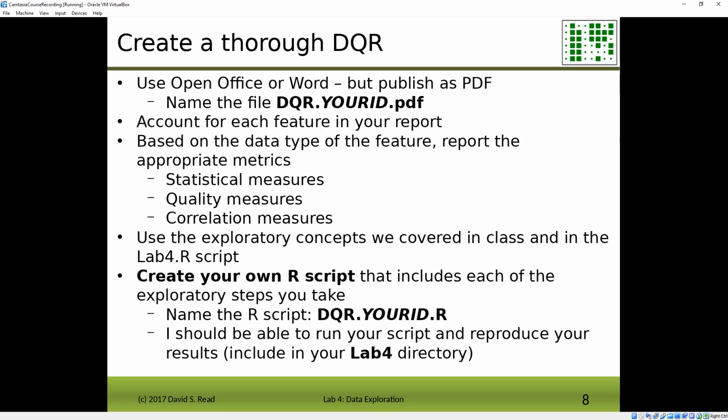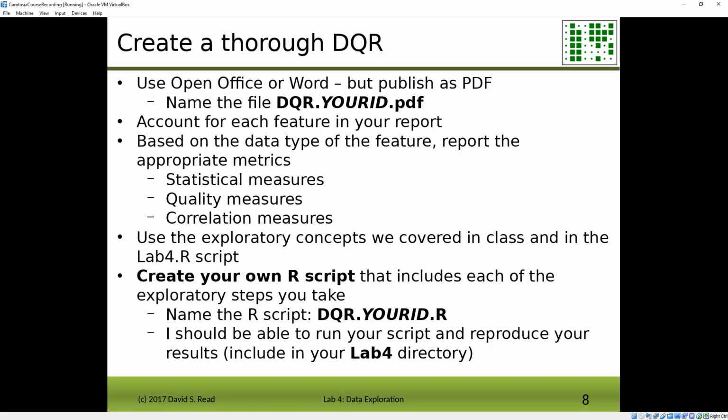So in the DQR, you'll account for each feature and put in measures that are appropriate to the type of data, right? So if it's numeric data, you can give us statistical information. If it's some nominal value, counts of values, and the different values that are in the field, and then certainly things around the quality of the data.